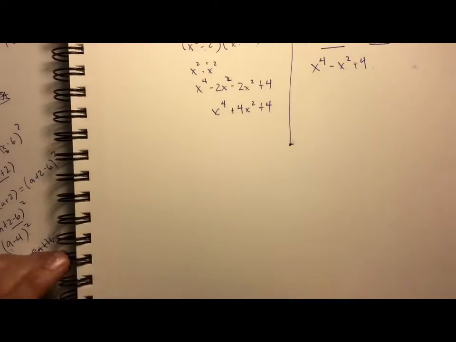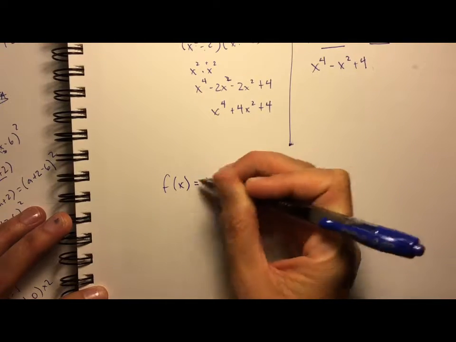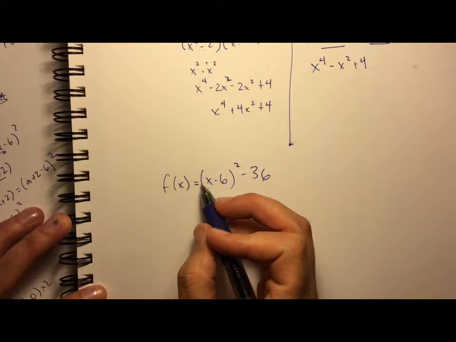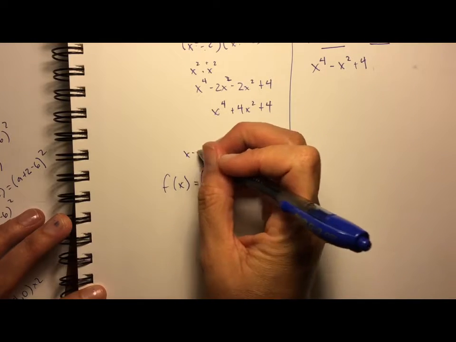Okay, so let's do another one of these. Let's have f of x equals (x minus 6) squared minus 36. So let's say we want to simplify this again. You could again do (x minus 6)(x minus 6).